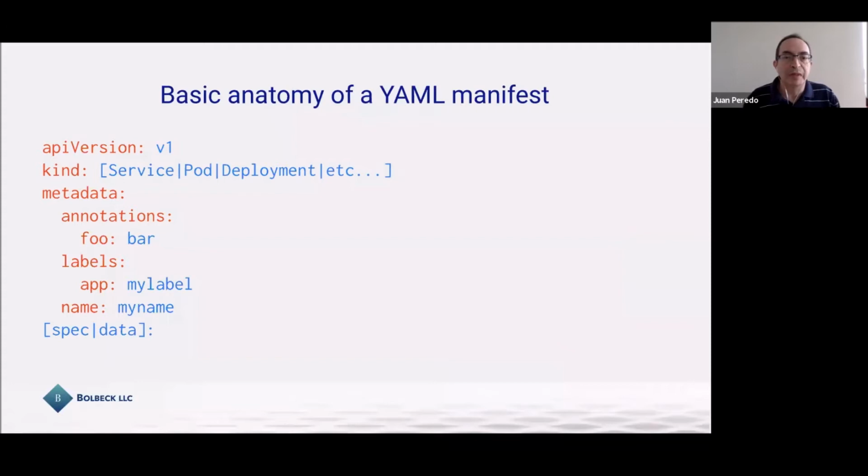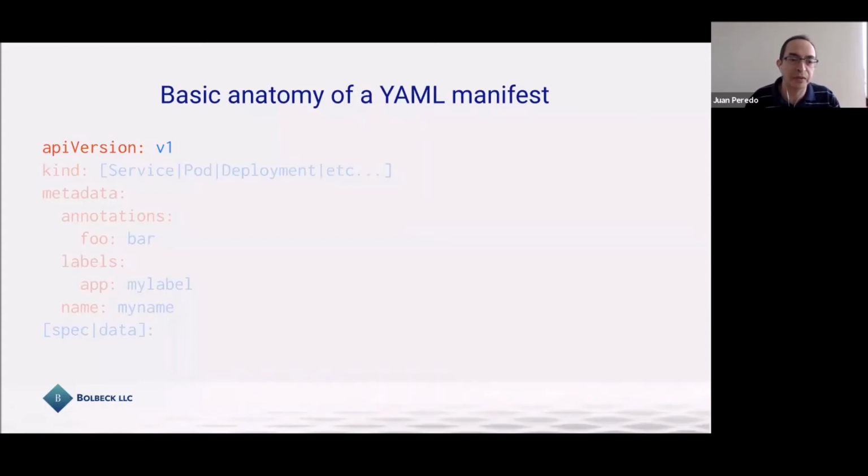But we mentioned YAML and manifest before, right? So what do they look like? Well, this is the basic anatomy of one at the very high level. You start with an API version, so the version of the API we're trying to hit, the kind of resource we're trying to create with this particular manifest, which could be a service or a pod or a deployment. Then we give it some metadata, and in particular, we give it some annotations.